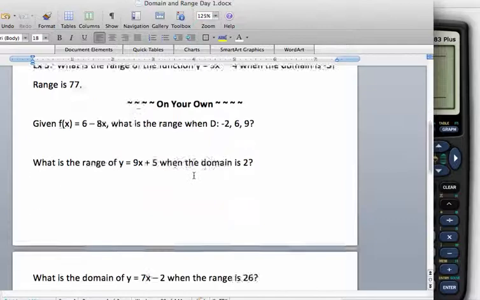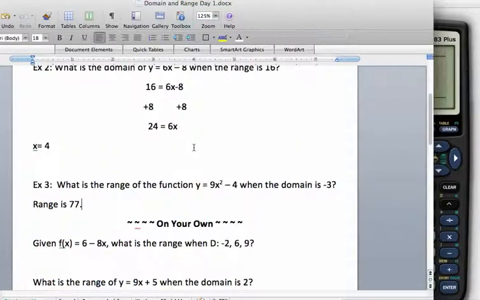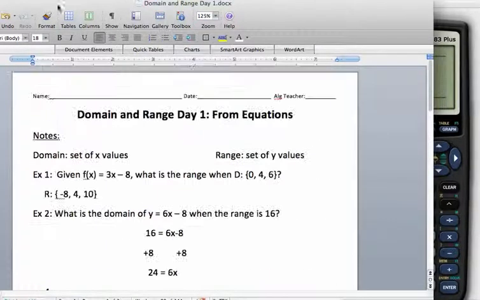Okay? Do the bottom two on your own, or bottom three on your own. Be very careful about what you're doing, and then show me when you're done. Good job, guys.